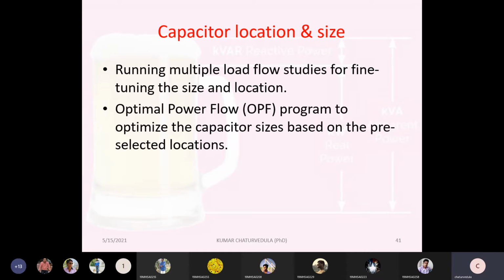The other method of placing the capacitors is pre-selected locations. We have the slack bus, generator buses and load buses. Among those buses we select locations beforehand, and primarily decide that these are the locations where we are going to place the capacitor. Based on the pre-selection of locations, we run the optimal power flow program so that we can optimally size the capacitor.